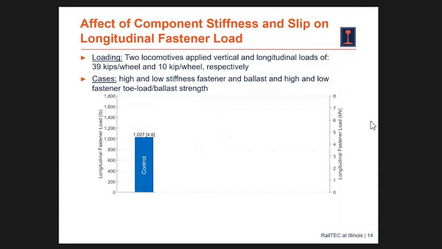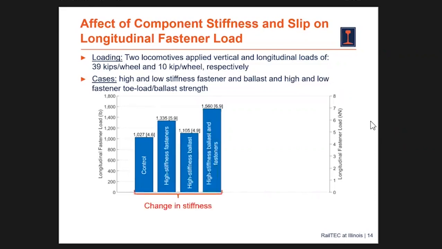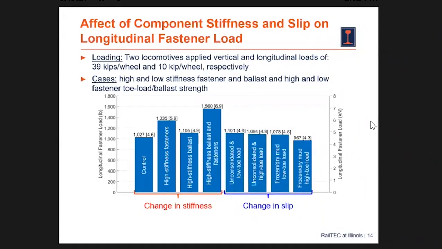same loading conditions that we had before, we see that our rail seat loading is 1,000 pounds. And as we change our stiffness, whether it's high stiffness fasteners or ballast or both, we see an increase in the load that's going into our rail seat. Whereas when slip occurs within our system, so a frozen track would be high strength ballast with a low toe load, allowing lower slip values. Ultimately, what we do to change slip doesn't change that force that's going into any single fastening system as greatly as the change in stiffness.